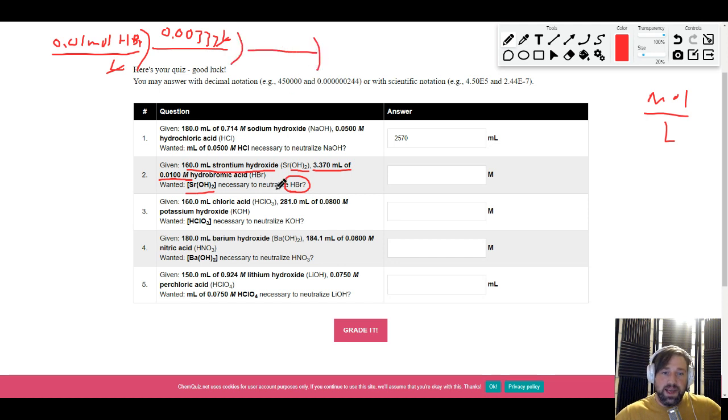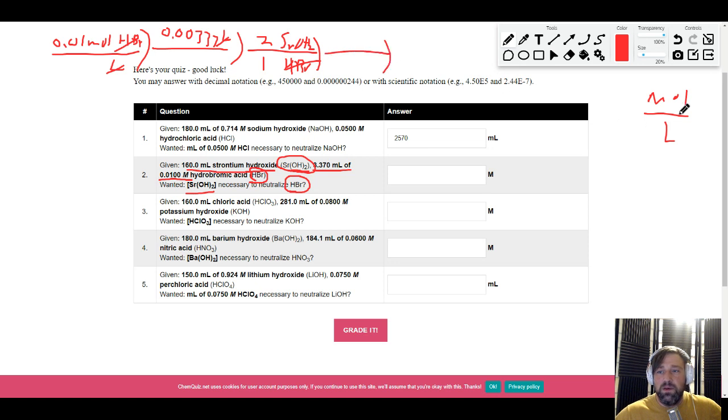Okay. So now let's do the stoich step. I know that for every one of these, we're going to need 2 HBr, 2 H plus, to neutralize one of these. One of these is going to spit out 2 OHs. So that's that. So HBr down here, 1 to 2, strontium hydroxide. Okay. So now we've crossed that out. We've done our stoich step.